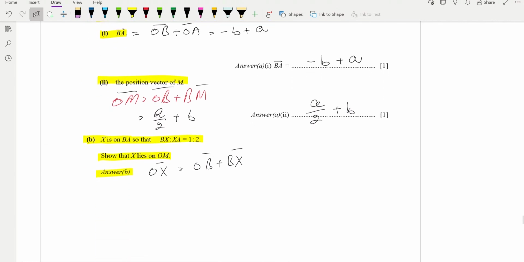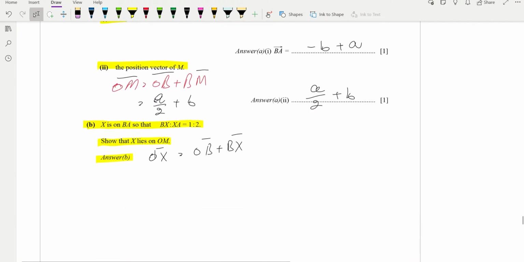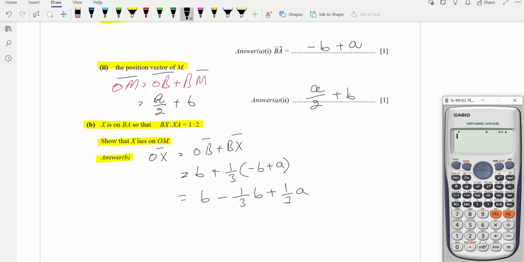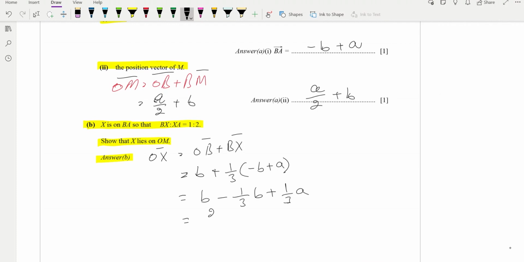BA we have already calculated, so we will write this one as OB is B plus BX is 1/3 of BA, so we will write 1/3 of minus B plus A. And now we can calculate this. We can open this first, so it will be B minus 1/3B plus 1/3A, and this will be 1 minus 1/3, and this will be equal to 2/3. So we can write 2/3B plus 1/3A. This will be our OX.